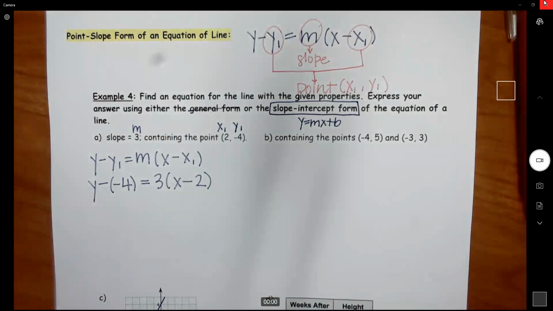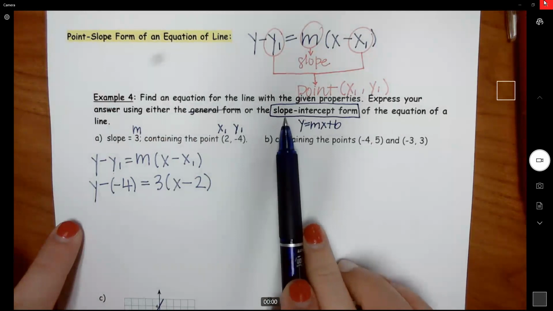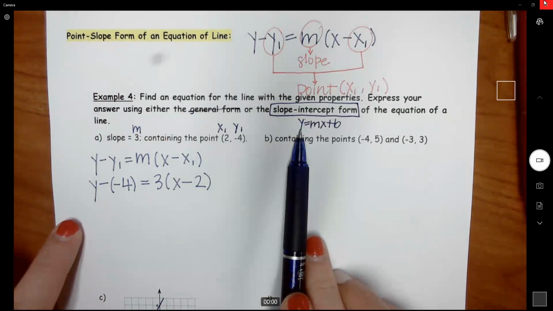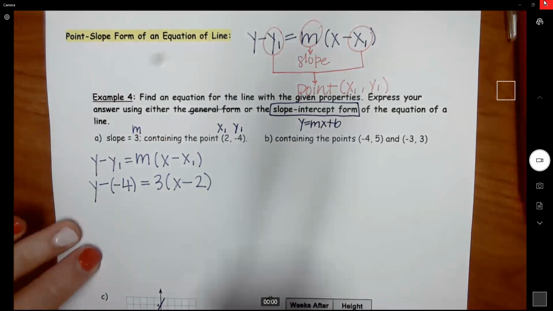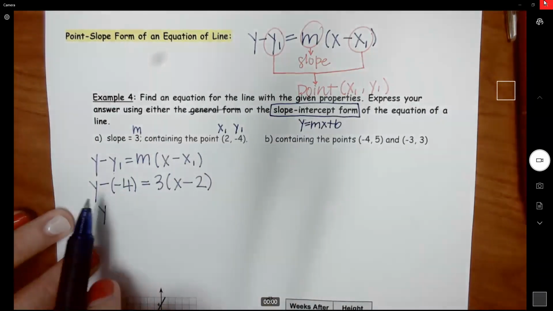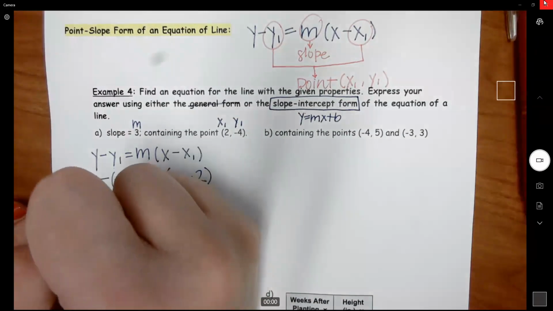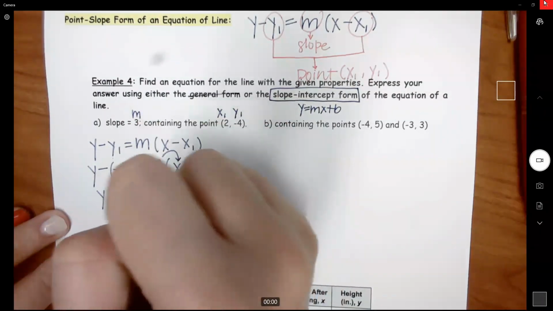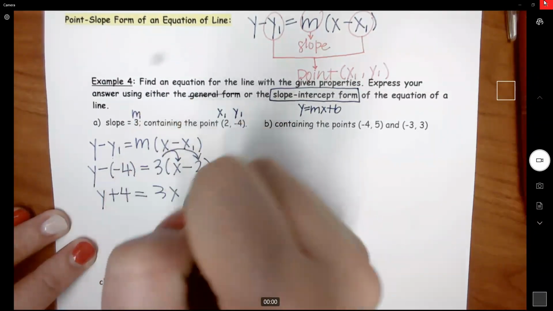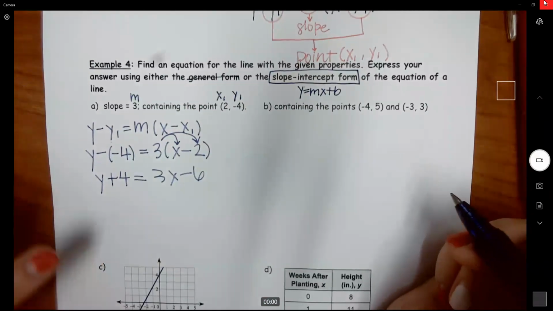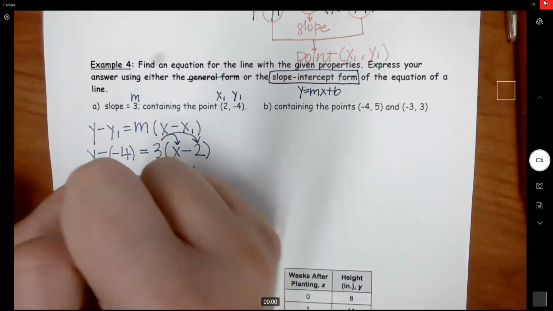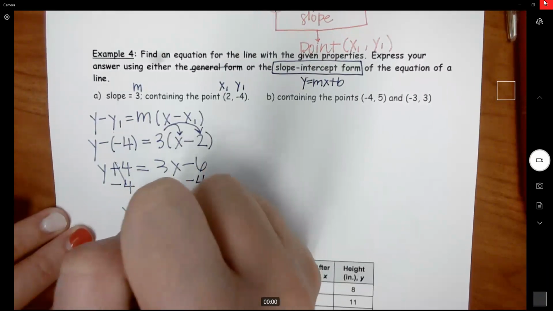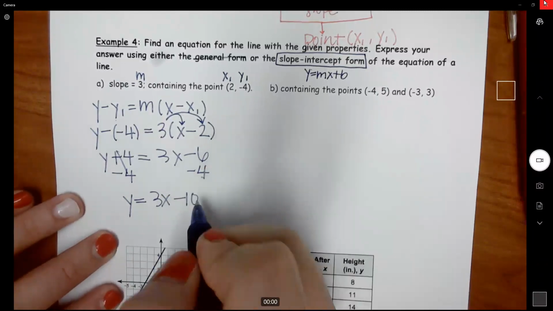After we put that in, now we need to put it in the correct form, which is slope intercept form. So in other words, solve this for y. So y minus a -4 is the same as y plus 4. Over here, I can distribute. We're going to get 3x minus 6. And then to get y by itself, I need to subtract 4 over. So this is y equals 3x minus 10.